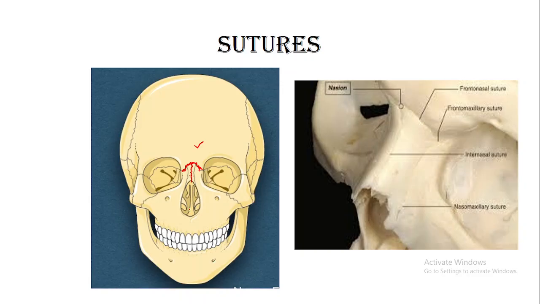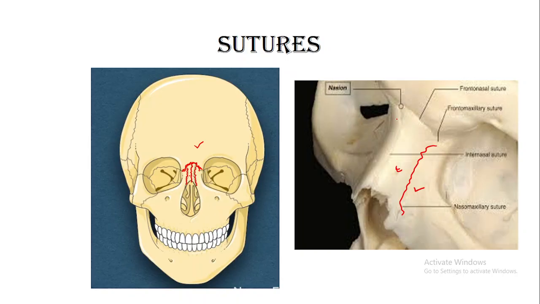Then the nasomaxillary suture is present here. These are the nasal bones. Where they join the frontal process of maxilla on both sides, this is called the nasomaxillary suture. As we can see, this portion, where the nasal bones meet the frontal process of the maxillary bone, this suture is the nasomaxillary suture.